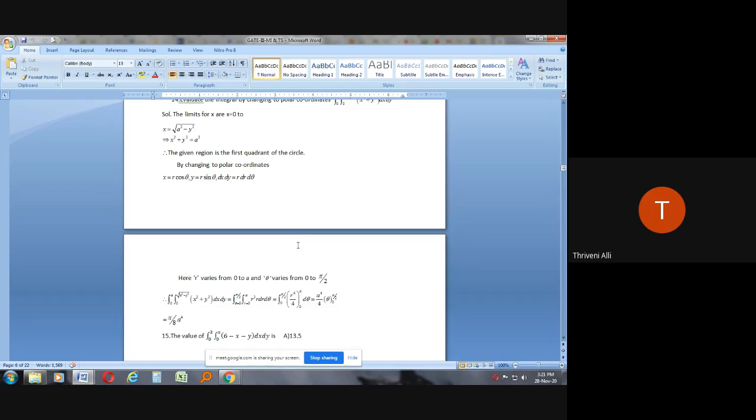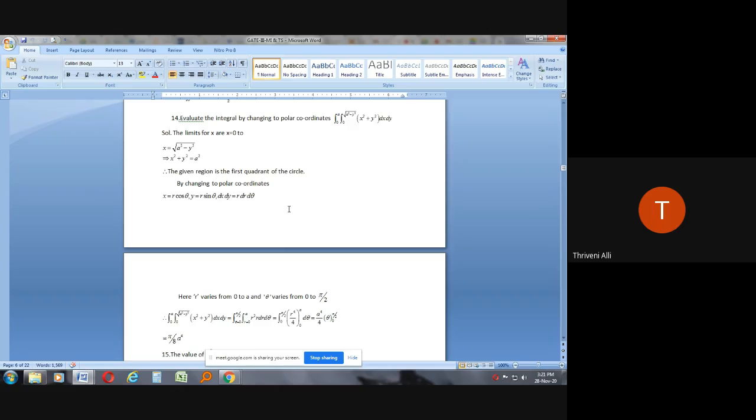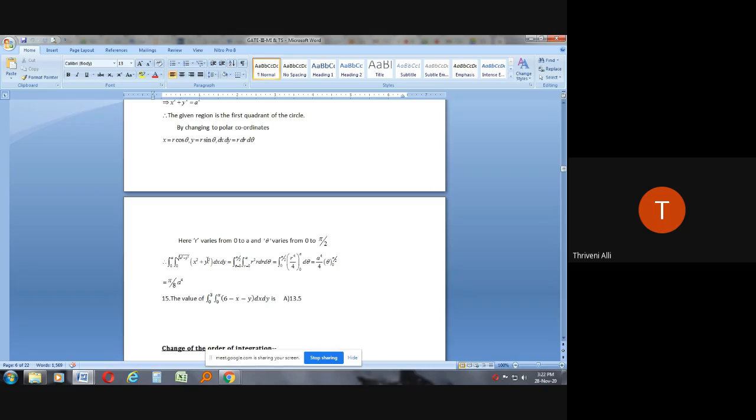By substituting in this, here r is varying from 0 to a. Why? Because here the circle equation is x square plus y square equal to a square. In both limits from the given question, r is varying from 0. Therefore, r varies from 0 to a and theta varies from 0 to pi by 2. Why? Because it lies completely in the first quadrant of the circle. So we evaluate the variable limit first.